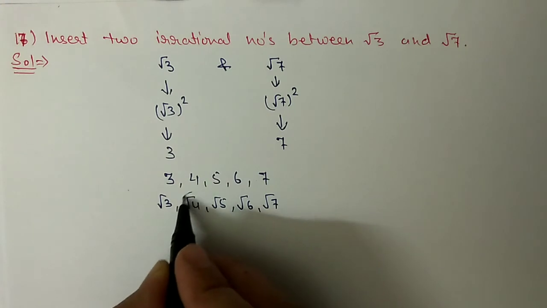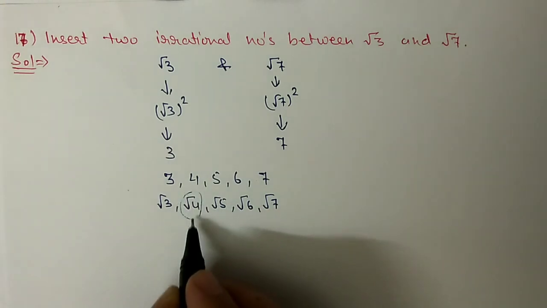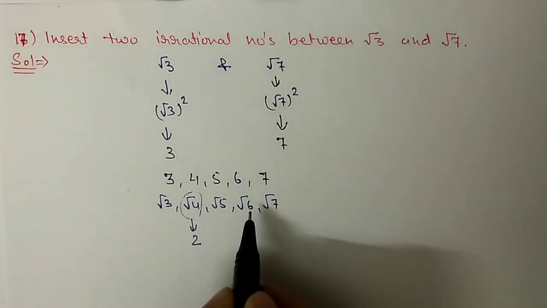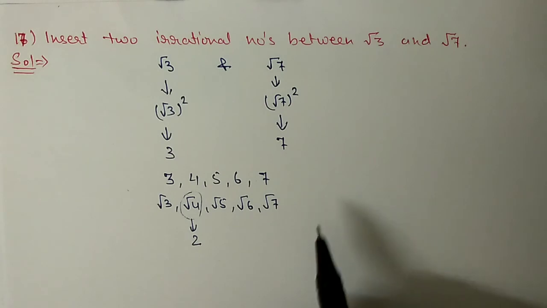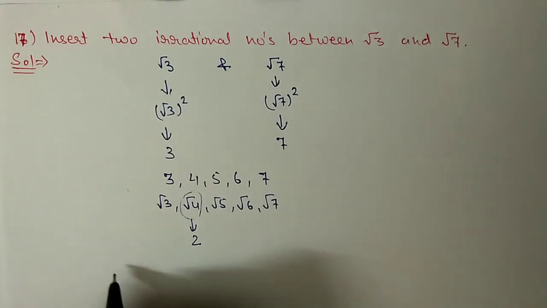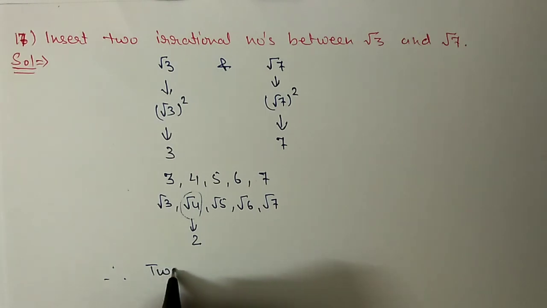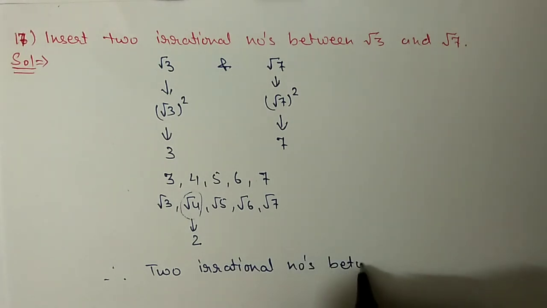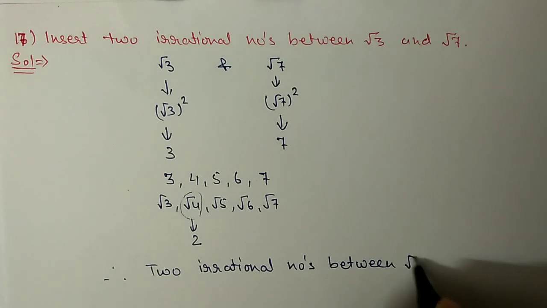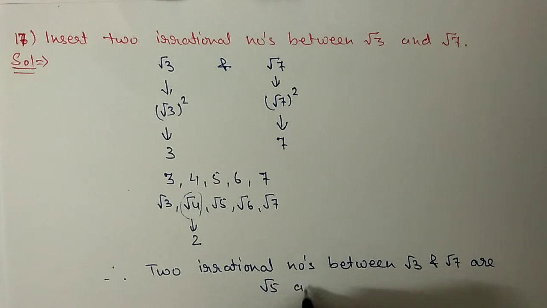From these numbers, this root 4 we can simplify, it will change to 2. So this is not an irrational number, only root 5 and root 6 we cannot change into rational numbers. So root 5 and root 6 are two irrational numbers between root 3 and root 7. So therefore, two irrational numbers between root 3 and root 7 are root 5 and root 6.